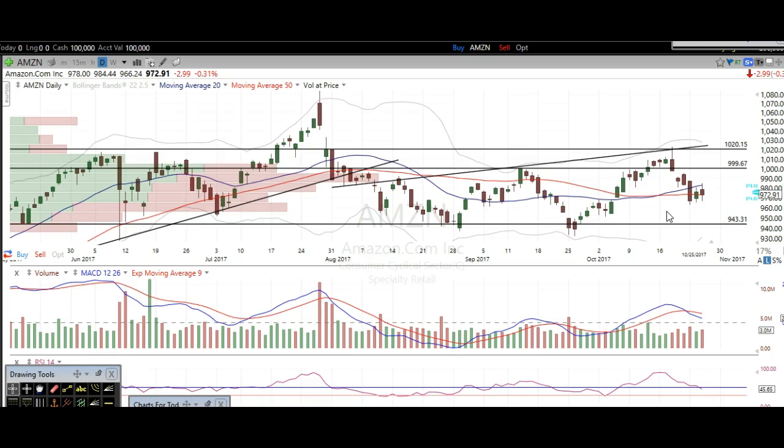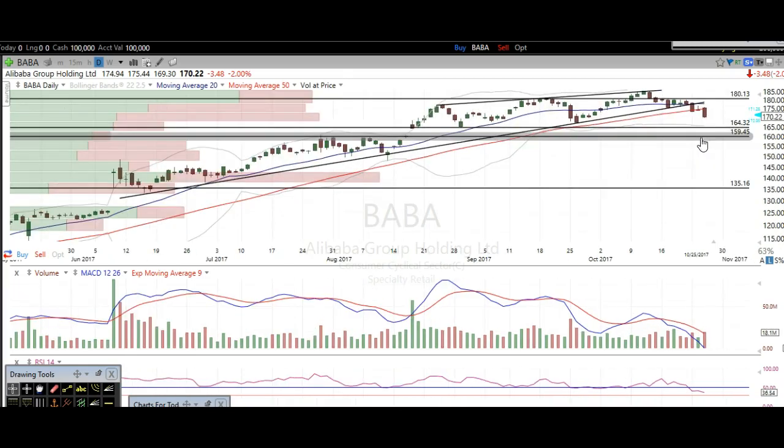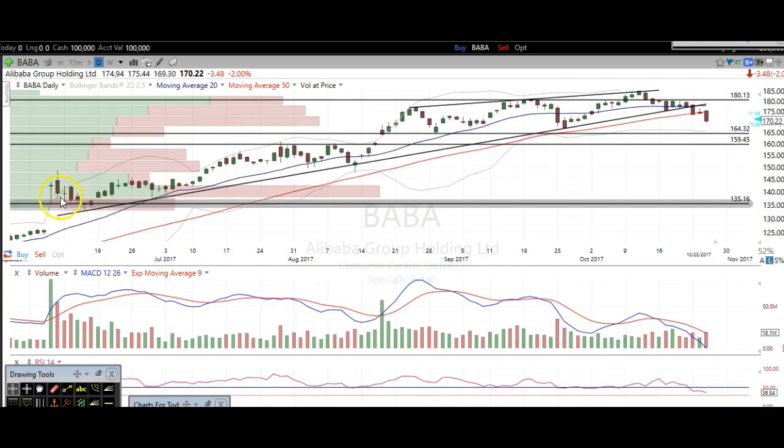The next one we're going to take a look at is BABA. This is another one we called for some downside, and we're getting some follow-through right here. And if you watch the last video I did on Alibaba, or maybe it was the one before that, I pointed out a couple of things. So we broke out of this little rising wedge, and I just want to point out too that rising wedge patterns, in a very bullish market, have got to be perfect, and a lot of times they fail, okay?